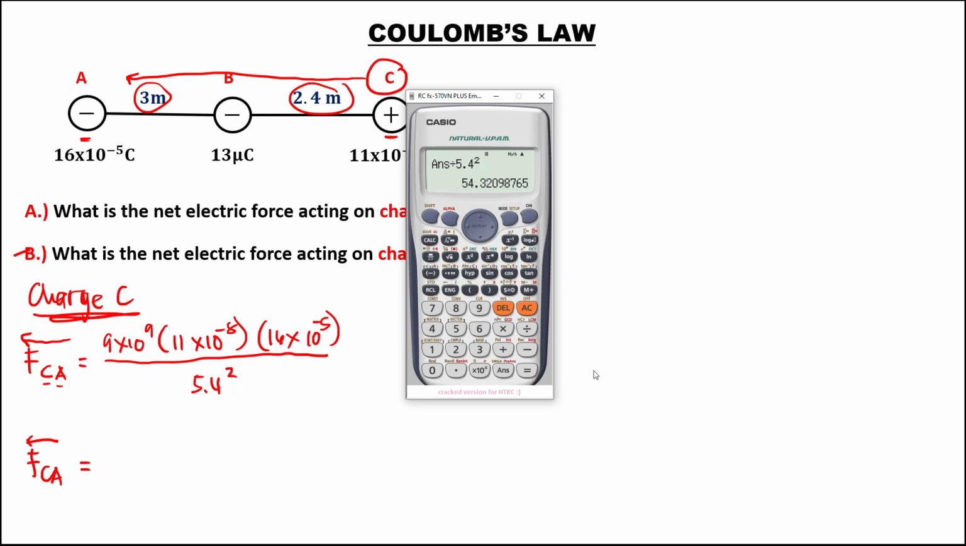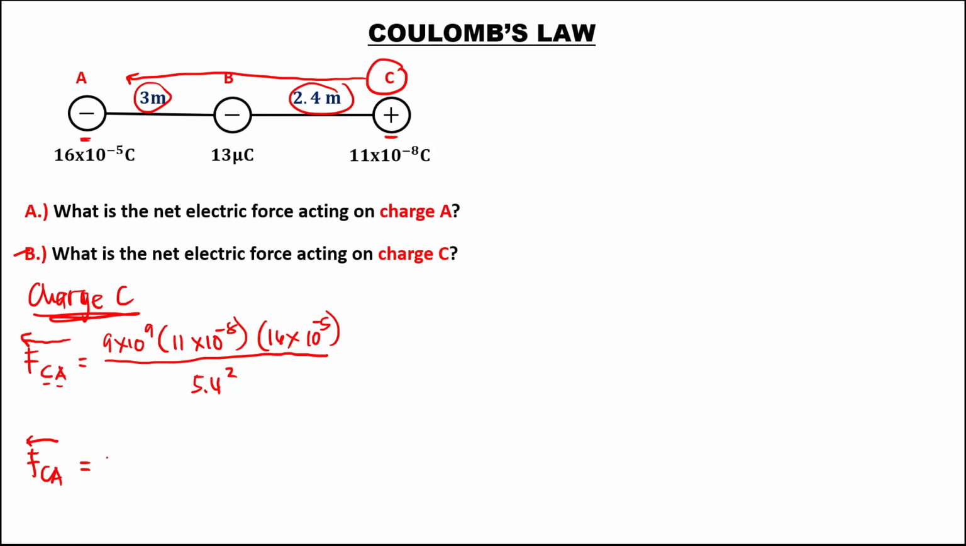So that's 54.32. So this is 54.32, then times 10. So again, add all the exponents. So this is negative 4 Newton. So this is now the force between C and A.